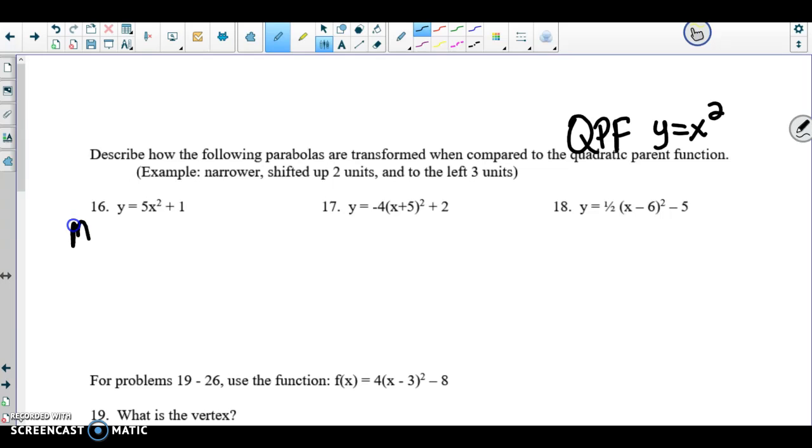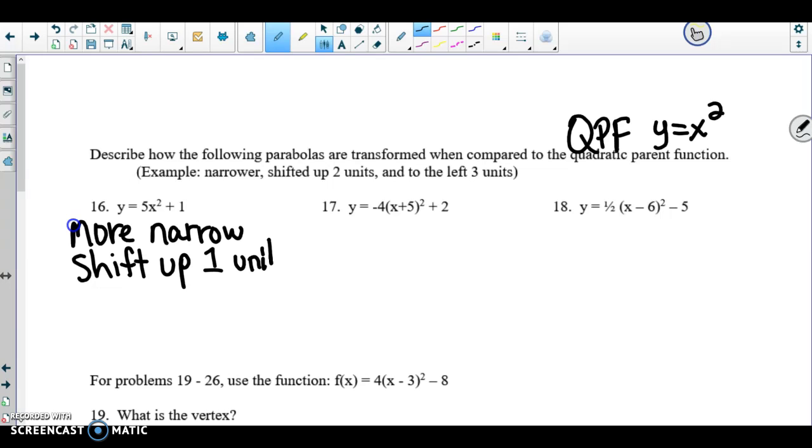It's more narrow, or it has a vertical stretch, and shifted up 1 unit. Okay, or just shift it up 1 is fine.